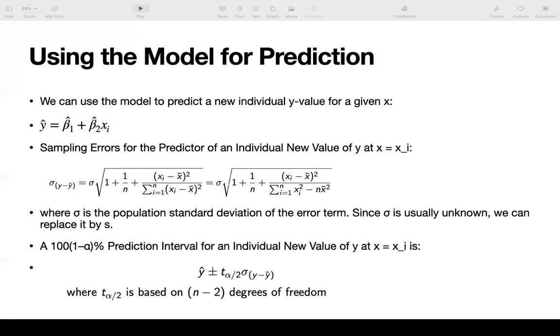So we have the sampling error for the predictor of an individual new value of y at x equals x_i, given by the following. And sigma is the population standard deviation of the error term. And since sigma is usually unknown, we can replace it by s. So a 100 times (1 minus alpha) percent prediction interval for an individual new value of y at x equals x_i is equal to y hat plus or minus t alpha divided by 2 times the standard deviation of y. And also here, t alpha divided by 2 is based on n minus 2 degrees of freedom.